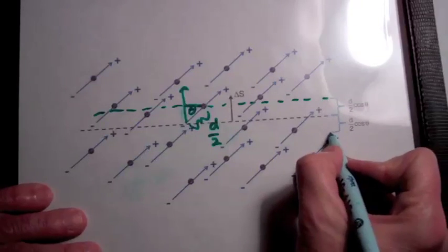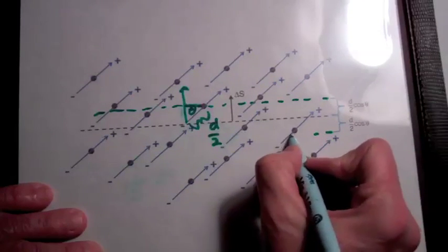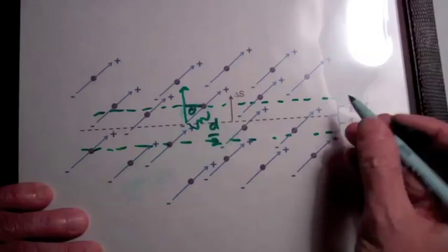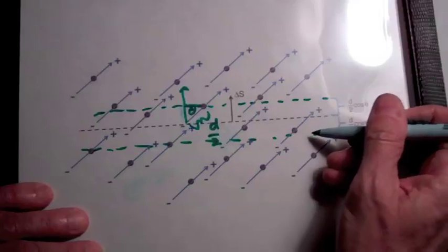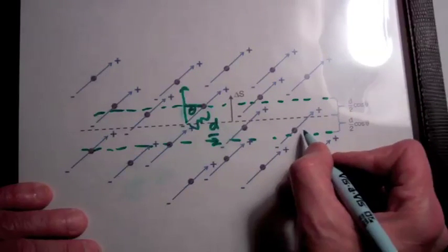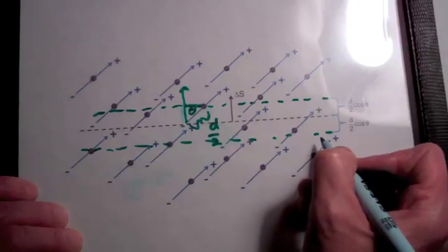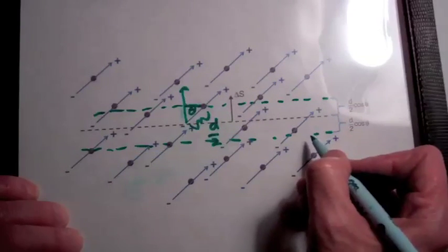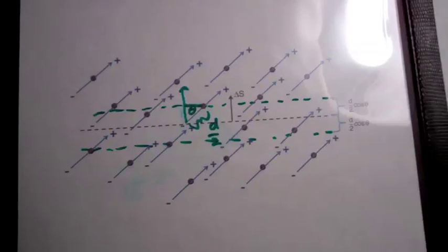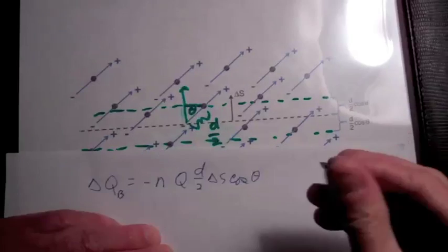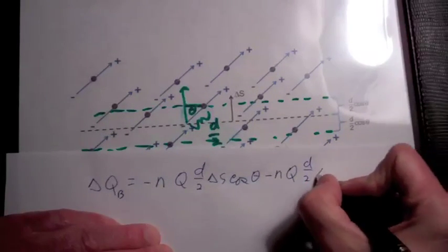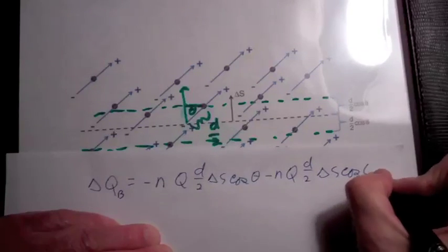Similarly, for every atom within a distance d over 2 cosine of theta below our delta S interface will result in a positive charge moving up through the interface, which is a decrease of charge in our enclosed volume of minus q. So the change in the enclosed charge because of these atoms below delta S is given by the following: minus nq d over 2 delta S cosine of theta.